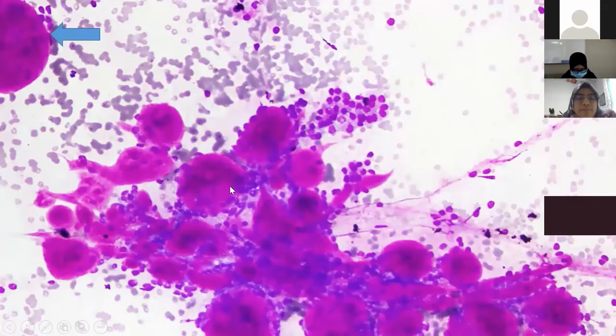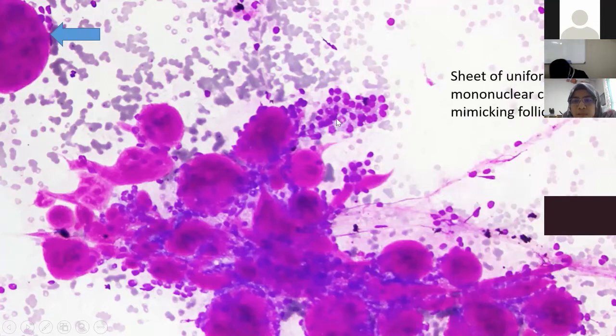If you can appreciate, the cells look a bit palisaded at the edges. Okay, hardly do we see any nuclear features of papillary thyroid carcinoma. The cells look more uniform, monotonous in appearance. And apart from that, this is an area that is also present in the smears. You can see that these cells are in monolayered sheets and are mononuclear.